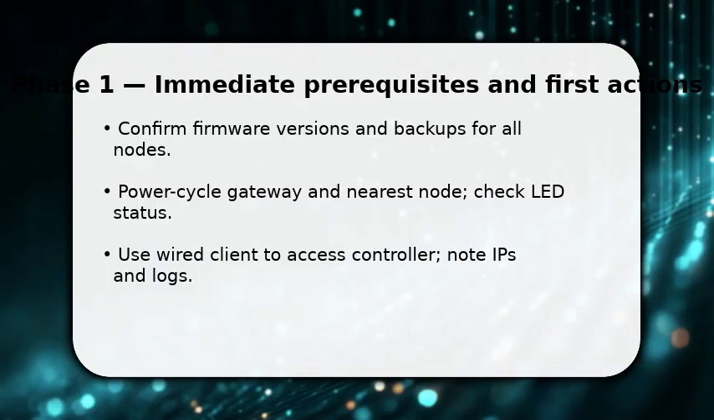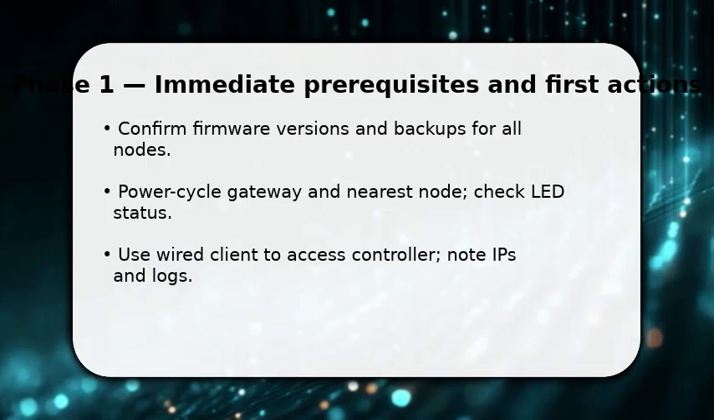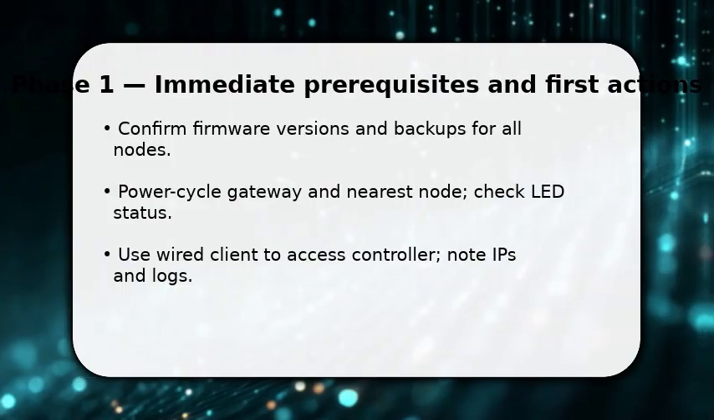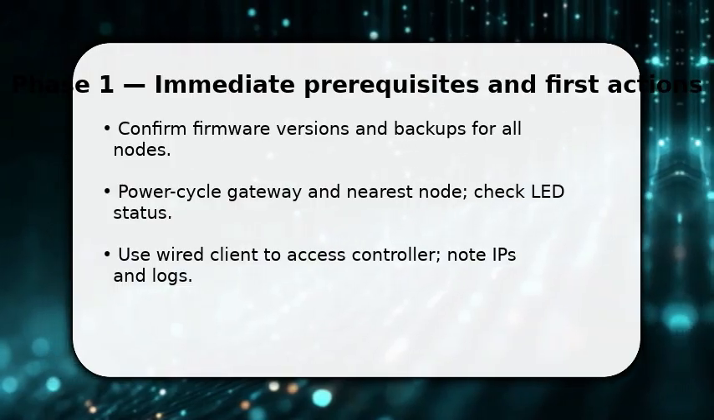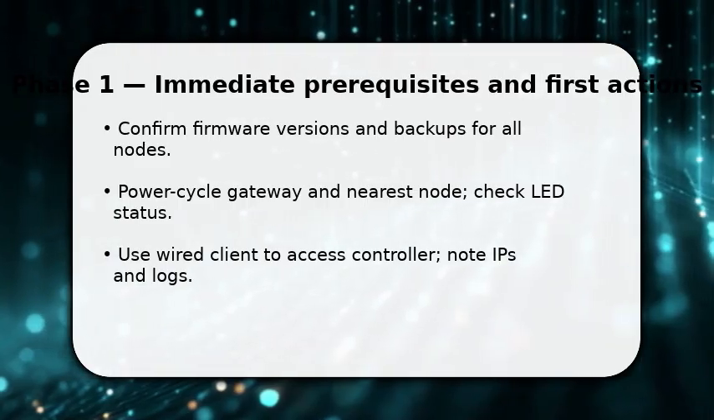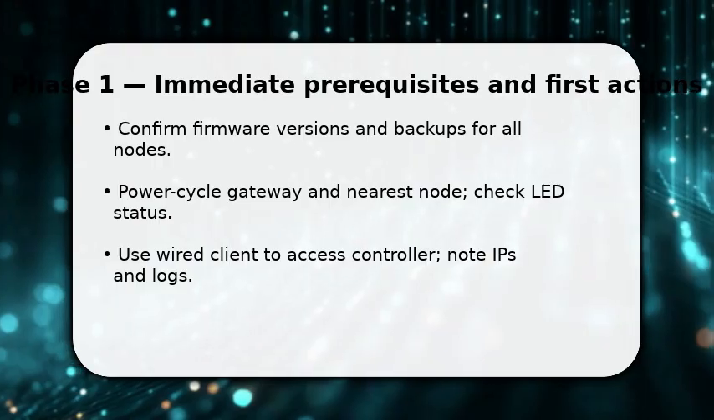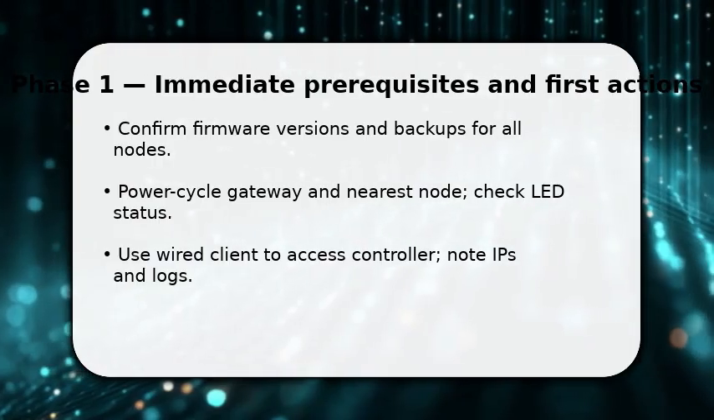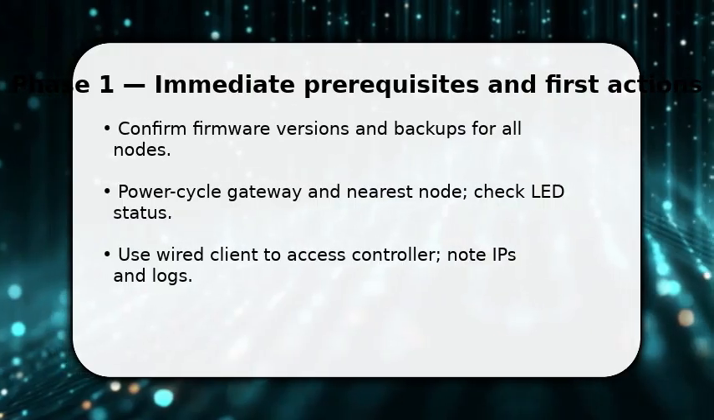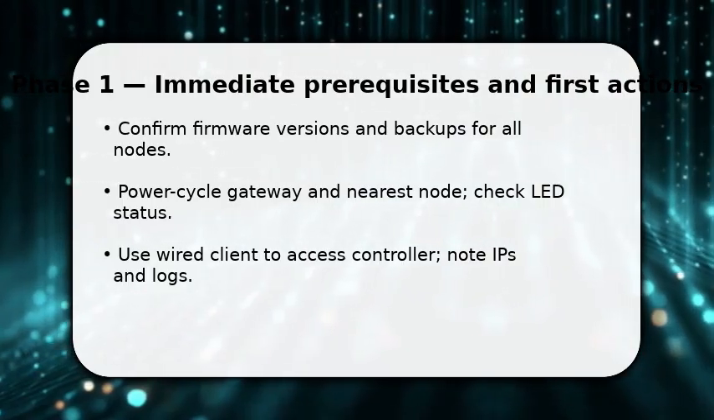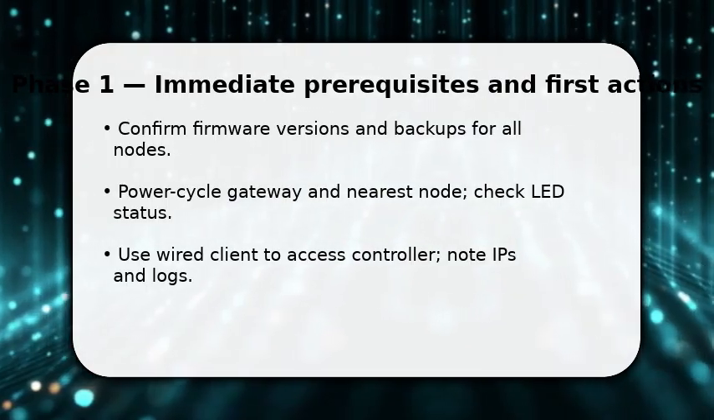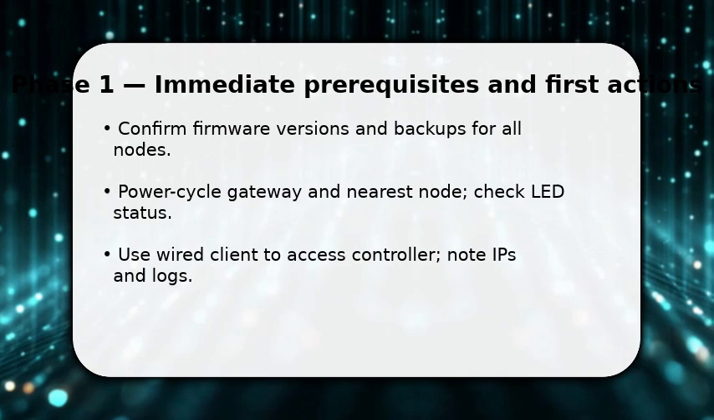You start by confirming firmware versions and backing up configurations because mismatched code breaks routing. Once done, power cycle the gateway and the closest node to clear transient issues. Make sure to plug a laptop into the main node and open the controller interface. Note IP addresses and current logs. If you see partition nodes, mark them for reprovisioning. This first pass eliminates easy faults and gives you the state you need to execute deeper repairs without guessing.